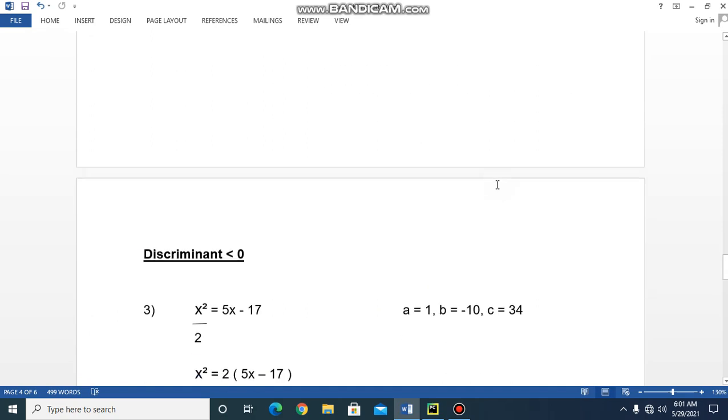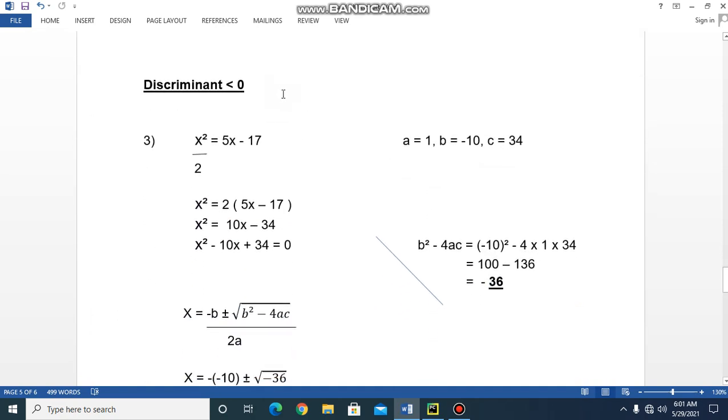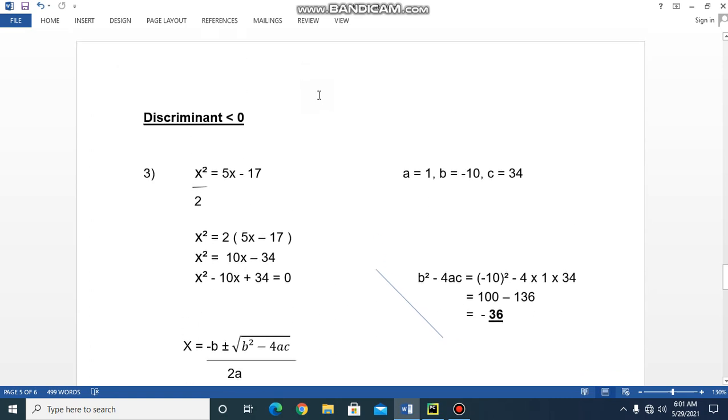Now the third case is when the discriminant is less than 0. In this case, the roots are complex and conjugate. The roots are not real.